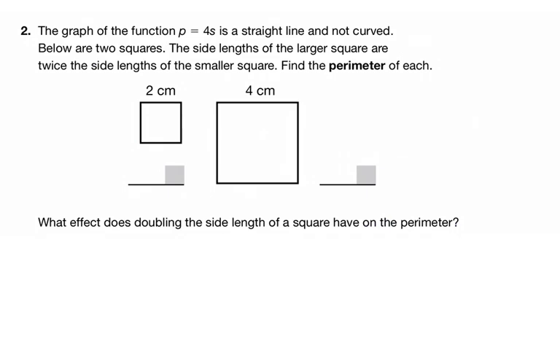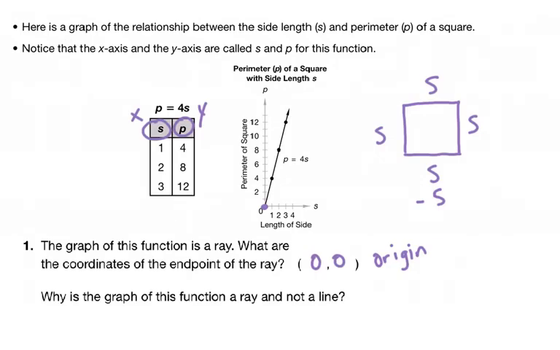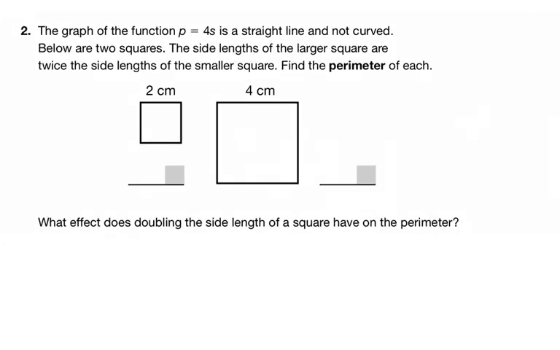It says the graph of the function P equals 4s, perimeter equals 4 times the sides, is a straight line and not curved. So again, look at that. You'll notice that this graph right here is a straight line. It is not a curved line. Below are 2 squares. The side lengths of the larger square are twice the side lengths of the smaller square, because 2 times 2 is 4. So we're going to find the perimeter of each of them.